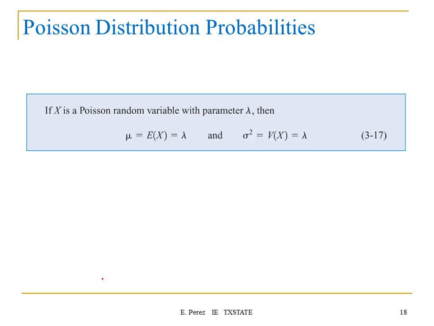The other interesting property of the Poisson is that the mean and the variance are the same, which is lambda. So if x is a Poisson random variable with a parameter lambda, then the mean, or the expected value, and the variance are the same, defined by lambda.